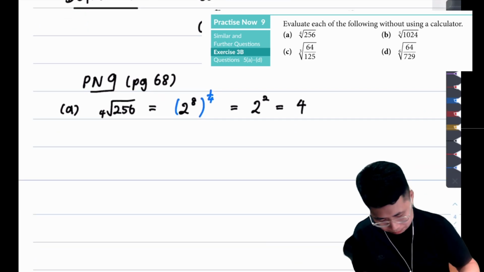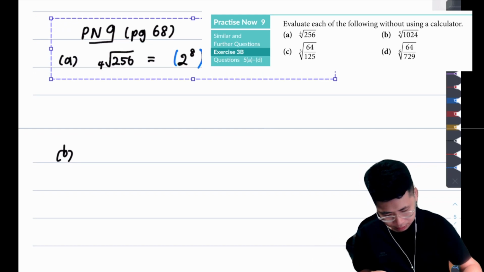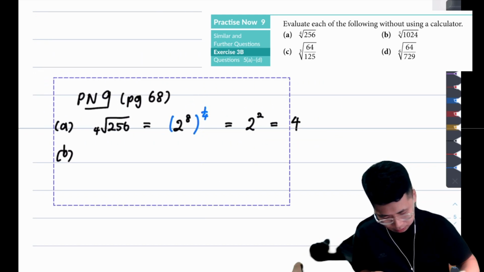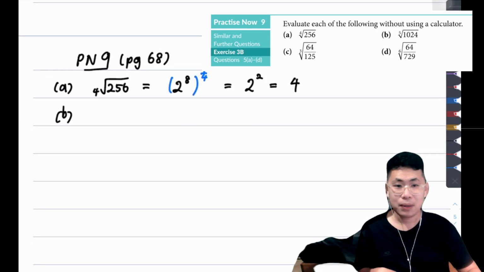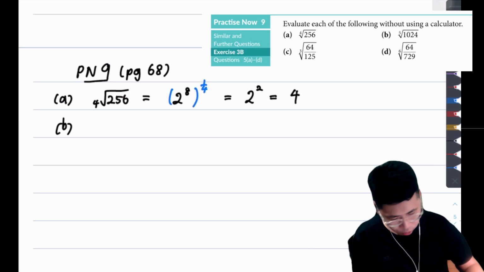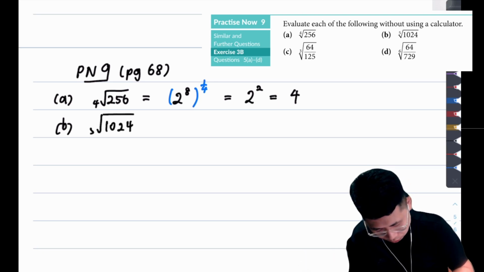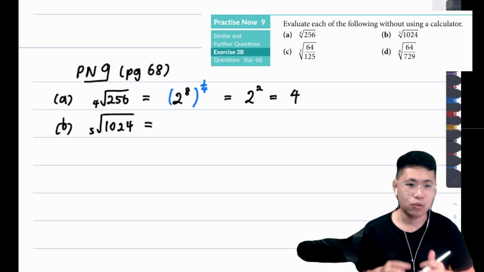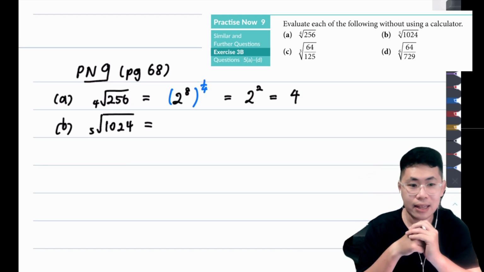Okay, part B. So let me shift this thing here. Alright, part B. We have 1024 to the 5th root. And without further ado, we need to see what is the power of 1024. How do we write this in index form?